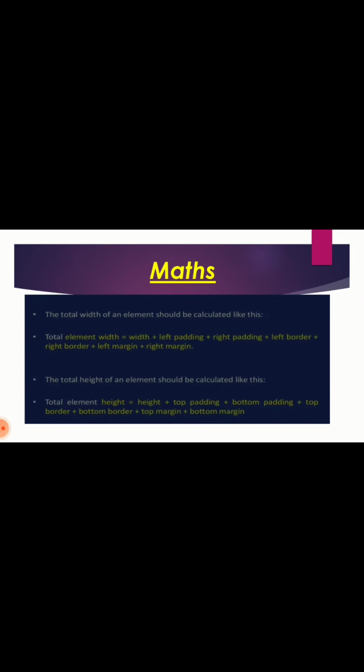Here is the mathematical calculation. The total width of an element should be calculated like this: total element width equals width plus left padding plus right padding plus left border plus right border plus left margin plus right margin. Here the total height of an element should be calculated like this.